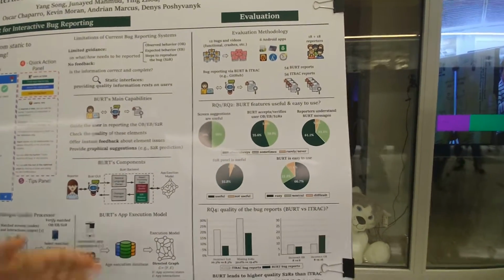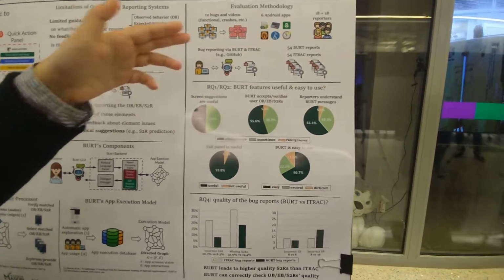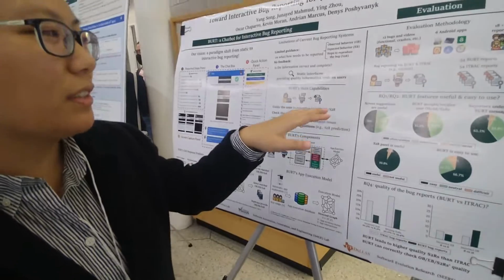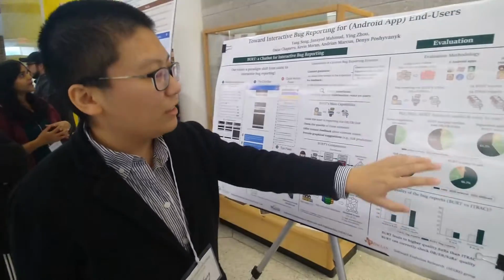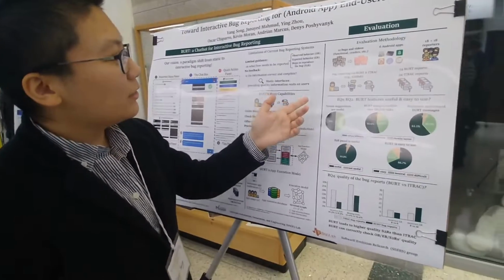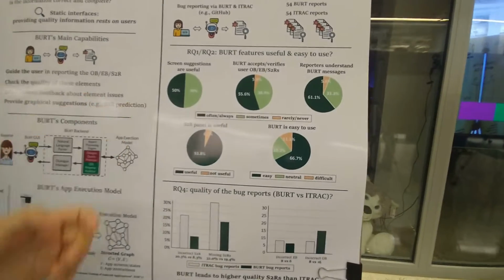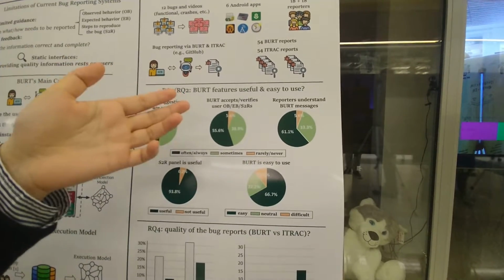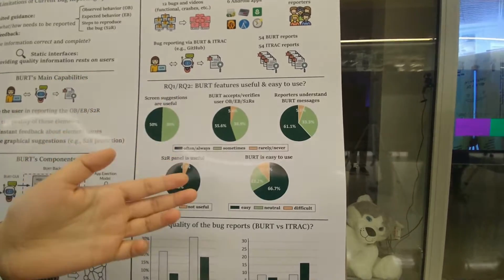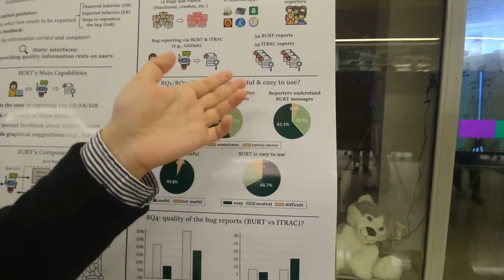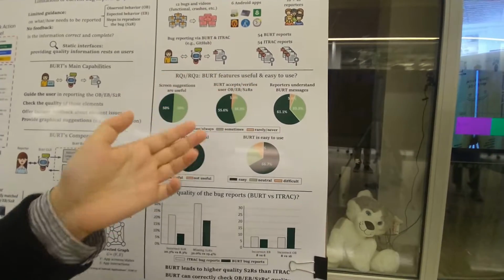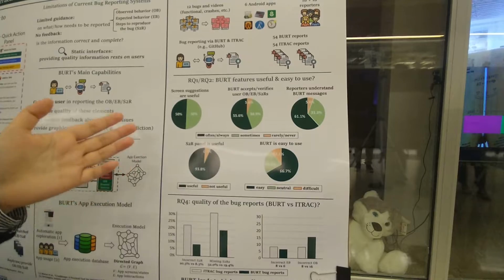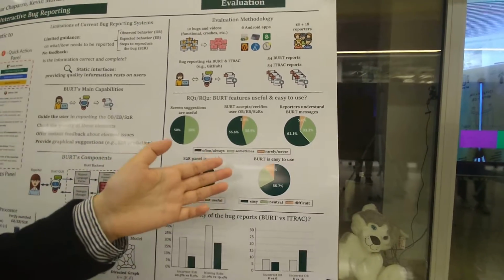In terms of results, the reporters answered the questionnaire about the usefulness of the BURT features. From those responses, we can see that they found the screen suggestions useful. They found BURT can check the quality of the observed behavior, expected behavior, and the steps to reproduce they provided. Also, they were able to understand BURT messages. They also gave their opinion about the panel of the steps to reproduce. They found this panel useful, and overall BURT is easy to use.